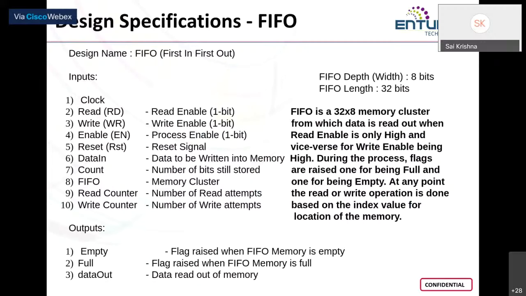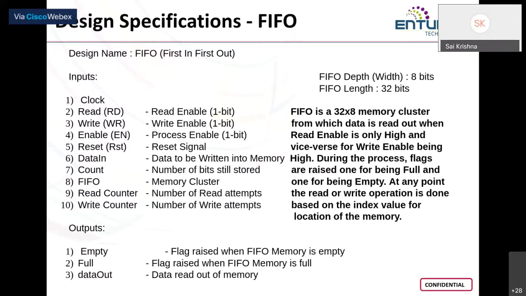This FIFO that we are dealing with has a depth of 8 bits and a length of 32 bits. So it's a 32 by 8 bit FIFO system, which is a memory cluster to read out or write in data based on certain control signals. Here to the left, you can see the signals, inputs and outputs involved in the operation of this FIFO design. This FIFO is meant to be taking in and saving data, or when requested, give out a set of data to the user based on the write enable or read enable. When write enable is high, data is written into the FIFO system, and when read enable is high, the data is read out.